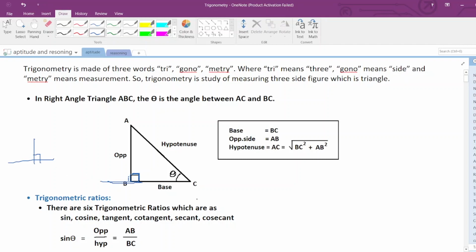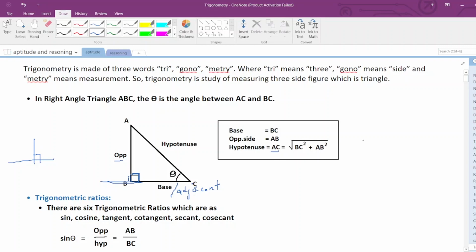We already know that. Now, see, this is the angle theta. Just consider this angle theta, and beside that angle theta there is a base, right? This is called base or adjacent. Opposite to this theta we call it the opposite side, and this one we call the hypotenuse. That's why I mentioned here: base is equal to BC, opposite side is equal to AB, and hypotenuse is equal to AC. Then how to find this hypotenuse value?